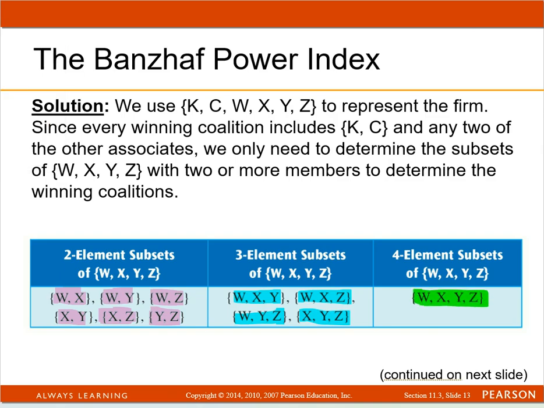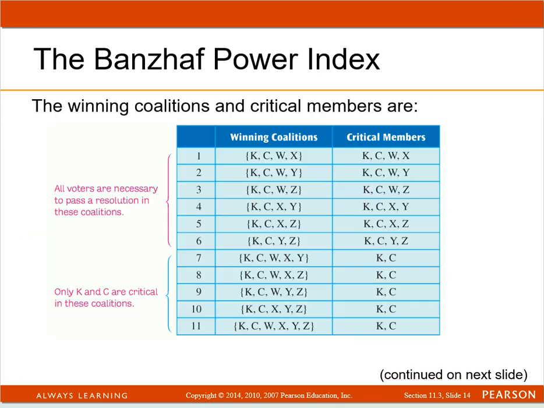And so they make a table. Here it is. And they're showing K and C in everything. And then they show here's my doubles, here's my triples, and then here's the group by itself. That looks like a 3, sorry. There's the group by itself, K, C, W, X, Y, and Z. And they figure out all the critical members. So it has to have both K and C and then at least 2 associates.